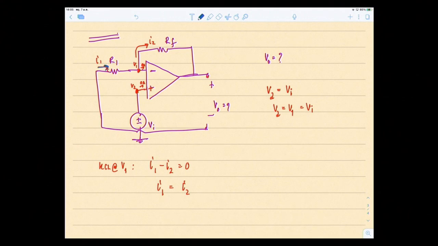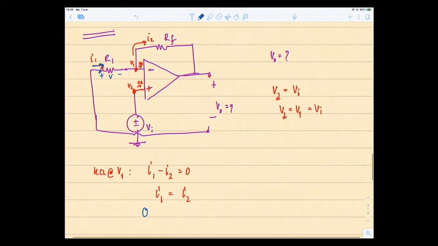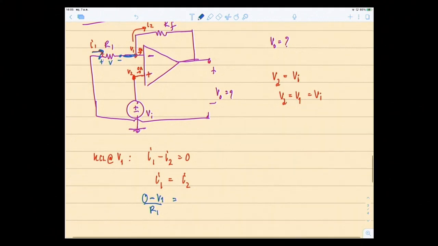Okay, I1 enters and goes through R1, so there's a voltage drop here, correct? The voltage difference between this point and this point: this point is 0, a sort of ground reference point, minus the voltage at this point, which is V1, divided by R1, equal to I2.